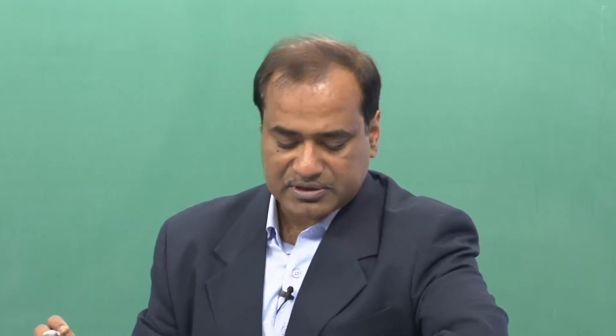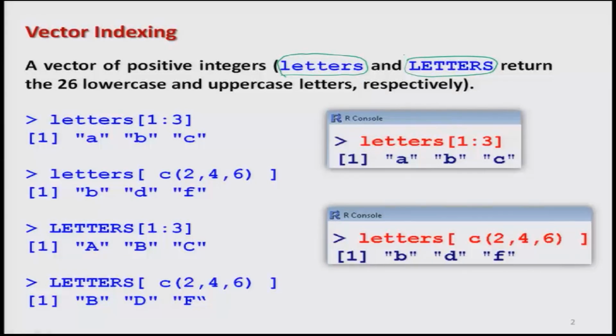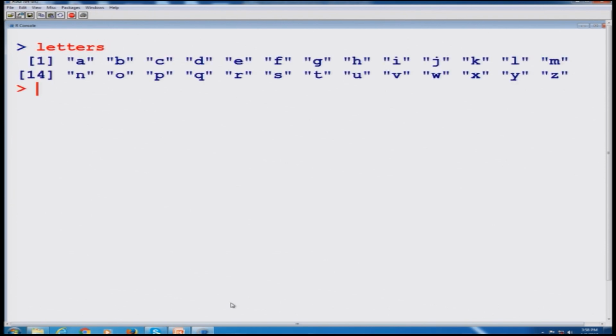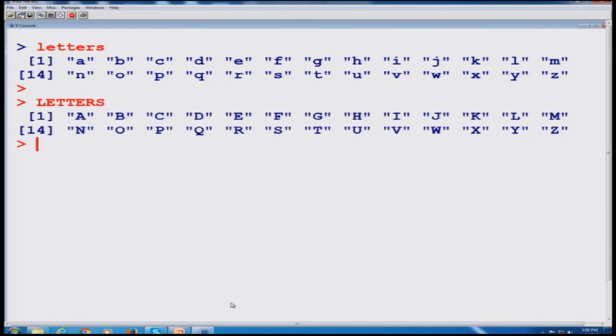So, let me take here some example. We have seen that when you try to use the syntax letters, you get the alphabets in lowercase, and with LETTERS, in uppercase. For example, just to have a quick review, let us try to do it over the R console, and you will see here this is letters, and similarly if you try to get here capital letters, that can be obtained by typing LETTERS in uppercase.